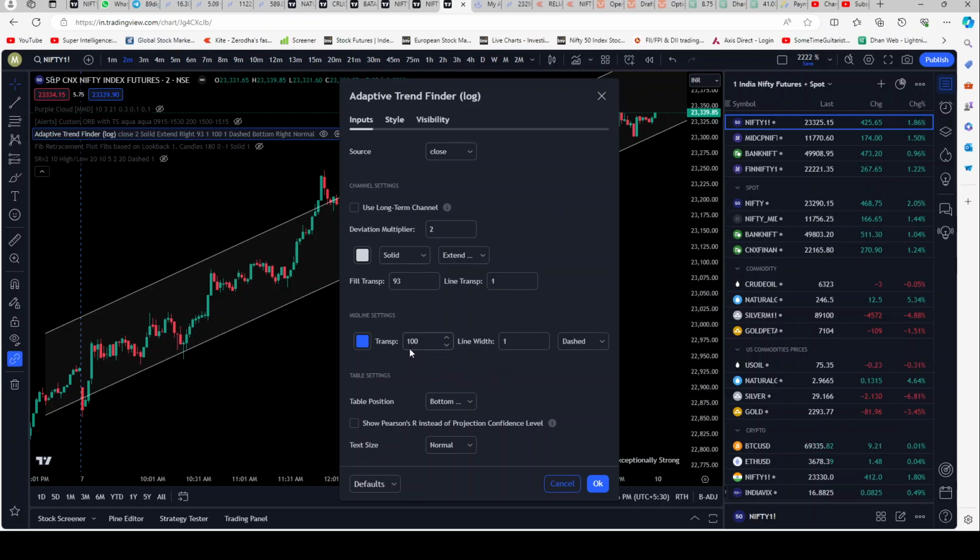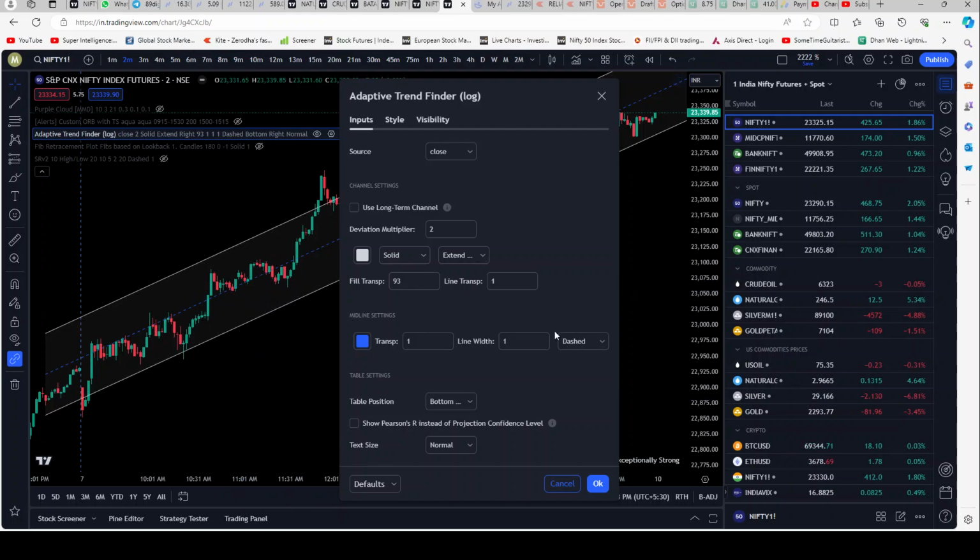Now the Adaptive Trend Finder also has a middle band, which is currently at 100. It's a blue line, currently at 100. That's why it's not visible. If you make this 100 also 1, then it becomes visible. You can see there's a center line that has come over here in the center.